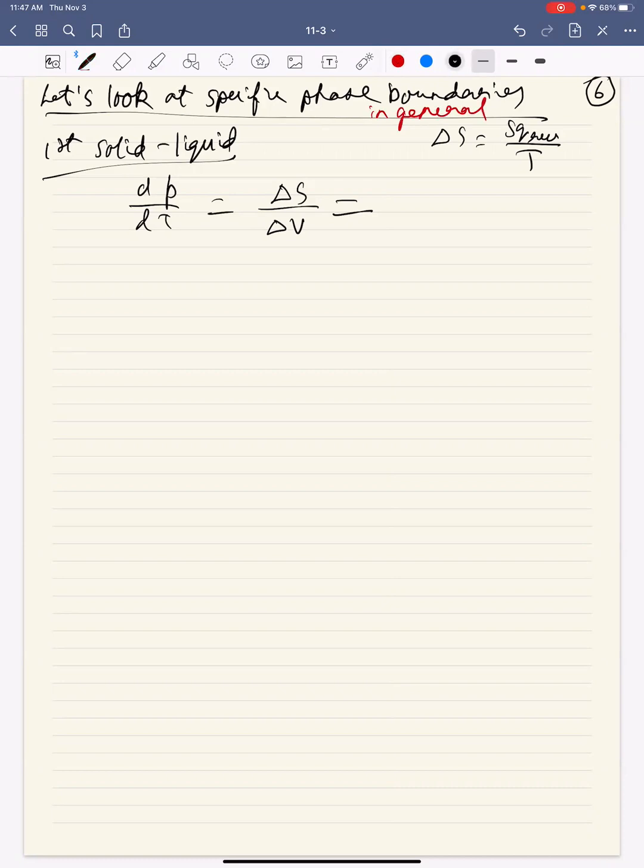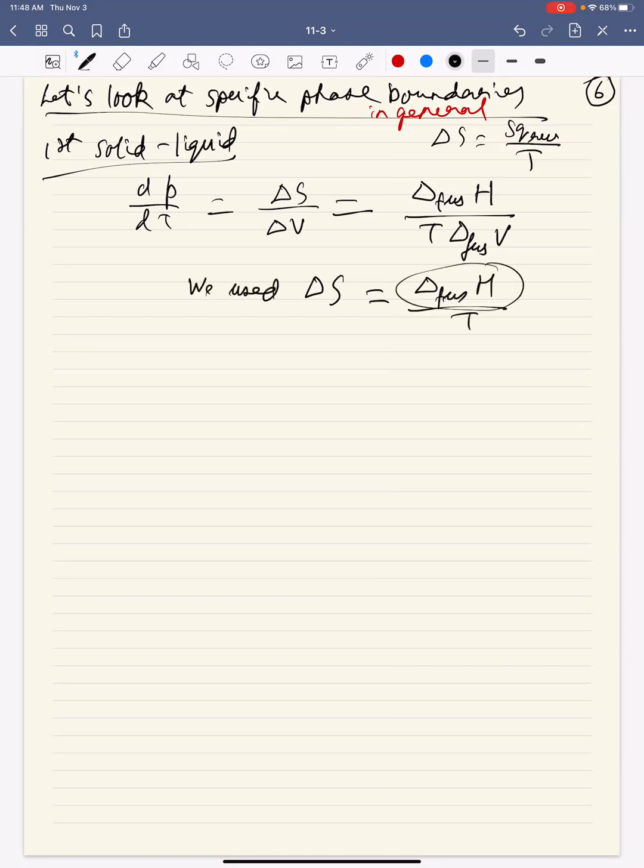So delta Q reversible for solid to liquid change is known as heat of fusion, okay? Divided by temperature and divided by volume change during fusion. So for delta S, what we did here is to use delta S is equal to delta H of fusion divided by temperature.